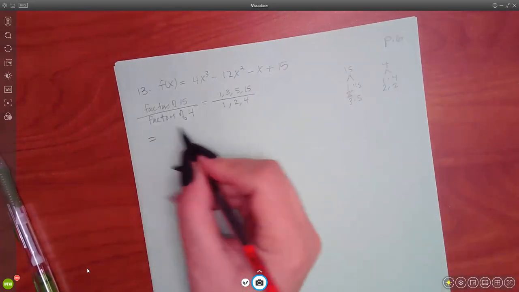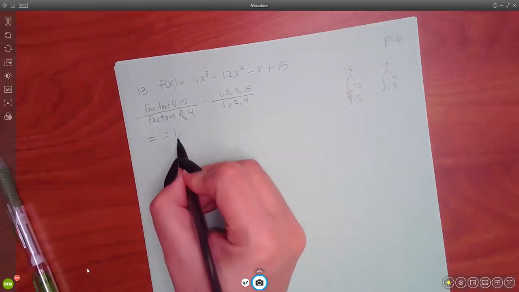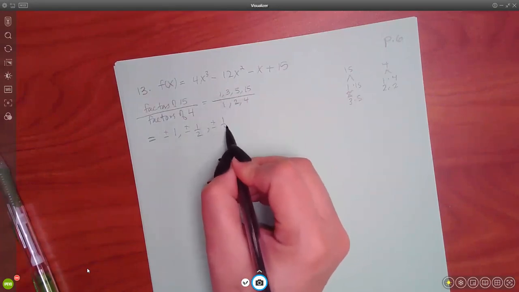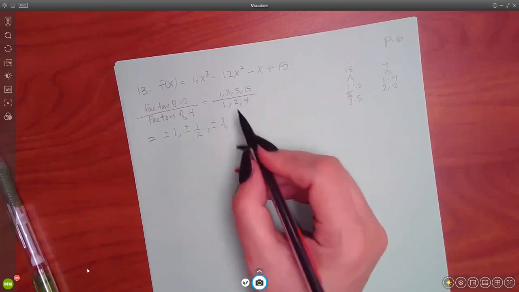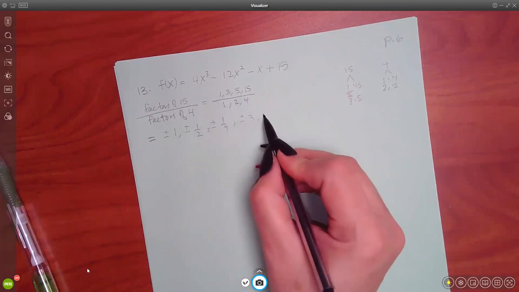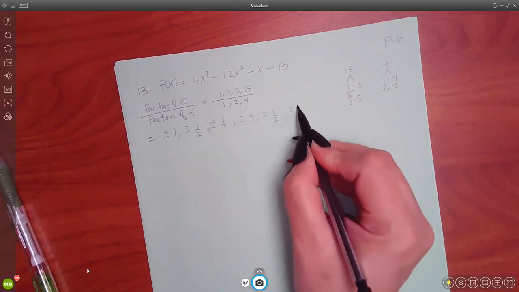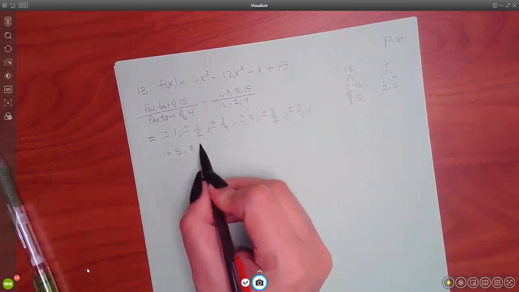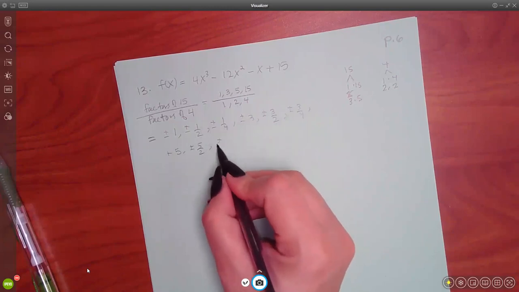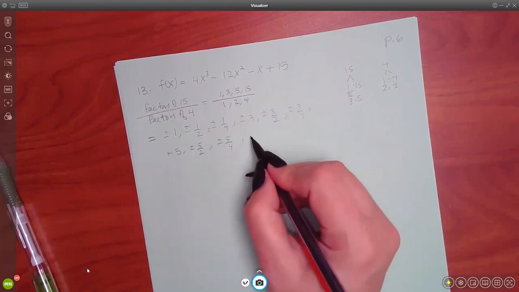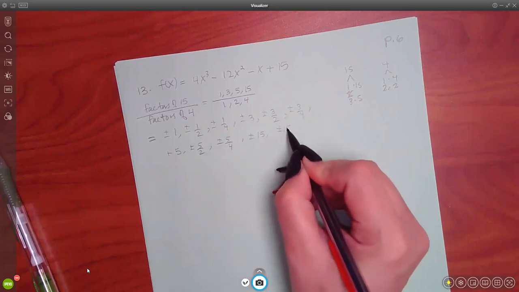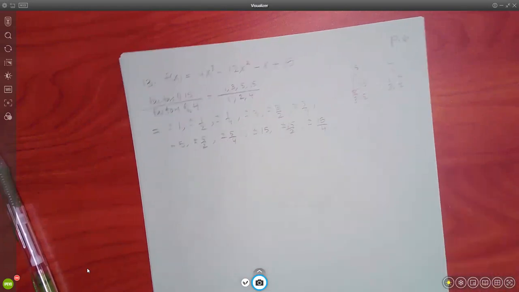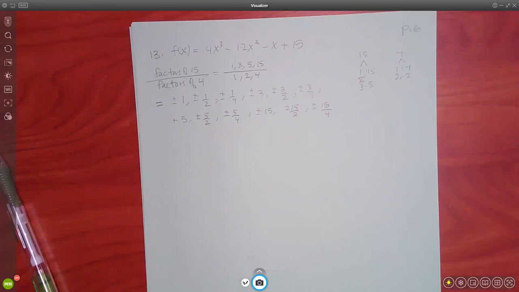Okay, so 1 over 1 is 1. 1 over 2 is 1 half. 1 over 4 is 1 fourth. Now we move on to the 3. 3 over 1 is 3, 3 over 2, and 3 over 4. Now the 5. I get 5, 5 halves, 5 fourths. And then 15, 15 halves. None of these reduce, so they don't simplify to one of the others, so I don't have to write it again.